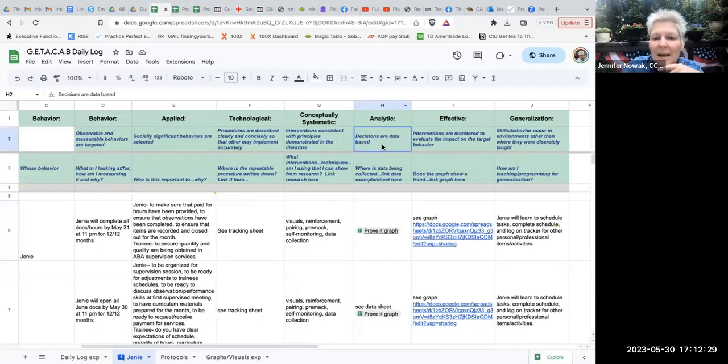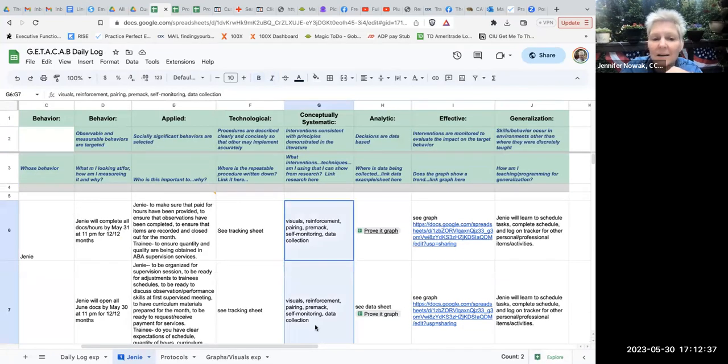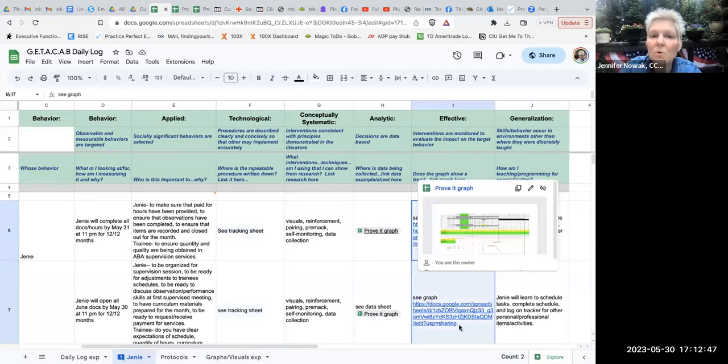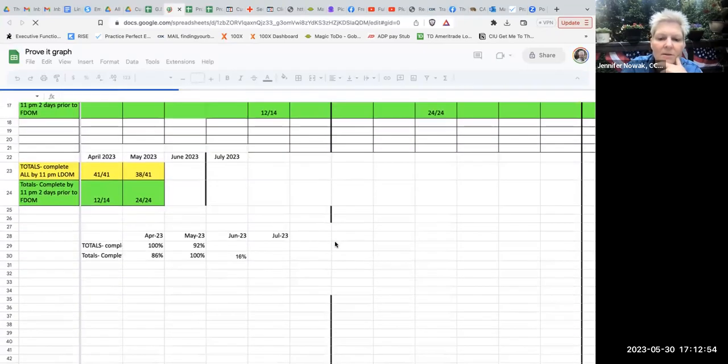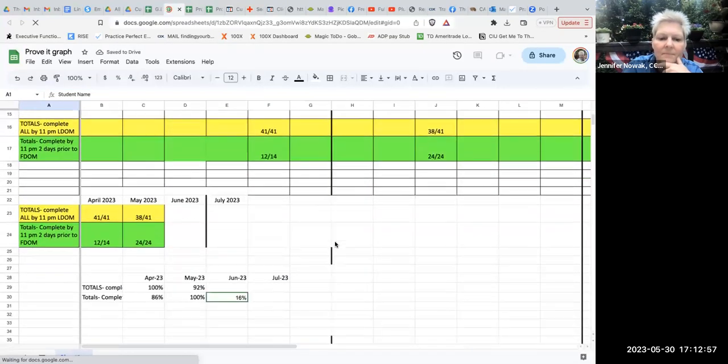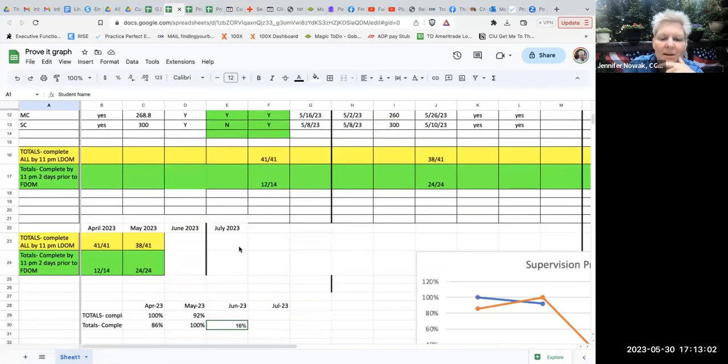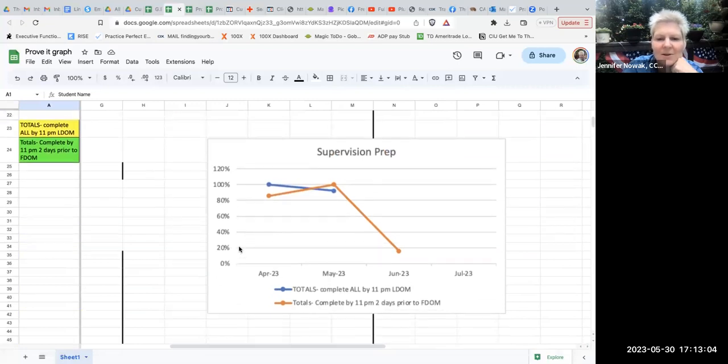So not only do we want to be analytic, that our decisions are data-based, but we want to be effective. We want to be able to show that these conceptually systematic principles that we're using and the technological intervention that we're applying is actually showing us some movement of the data, of the behavior change in the direction that we are looking for. So I graphed these 2 months of data for you, maybe. Where's my graph? It just disappeared. There it is. Be patient. Internet's running slow.